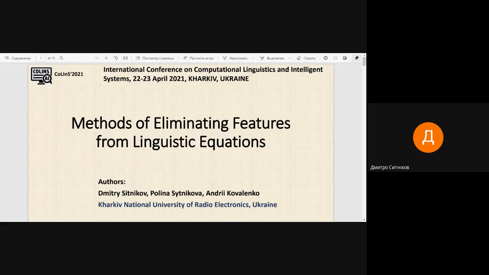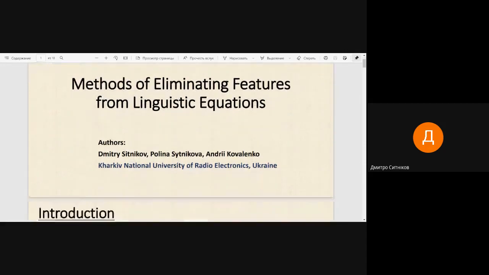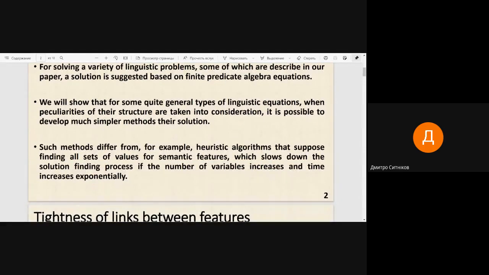Dear colleagues, our paper is called Methods of Eliminating Features from Linguistic Equations. The authors are Dmitry Sitnikov, Polina Sitnikova, Andrii Kovalenko from the Kharkov National University of Radio Electronics.